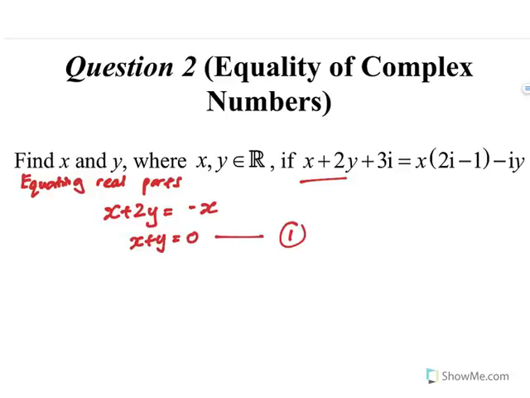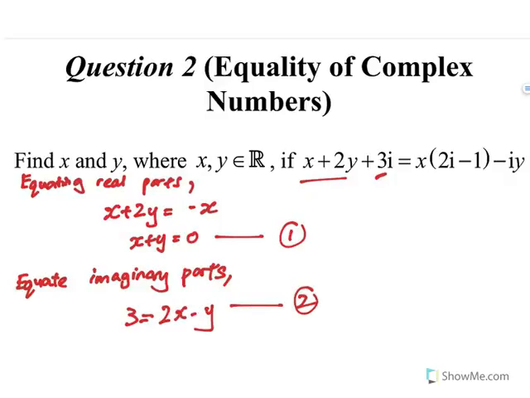Now this becomes a very nice and friendly simultaneous equation. So now we equate the imaginary parts. Then you have 3 on the left hand side. On the right hand side, you have 2x minus y. Solving both, I believe you can solve by yourself by using GC or algebra. You get x equals 1, y equals negative 1. And all these are from nothing but a simple concept, equating complex numbers.